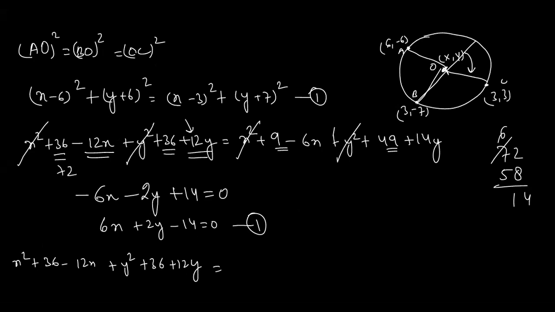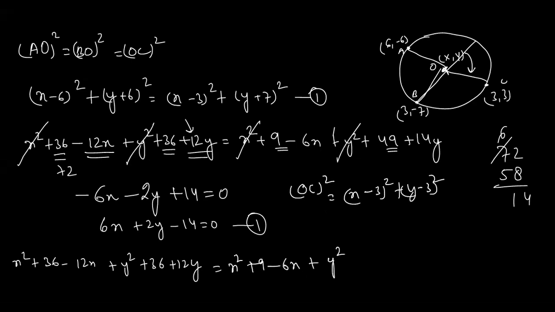So it will be equivalent to OC. So the coordinate of OC will be x minus... I'm writing here OC square, calculating the value of OC square so that I can put it here directly. So the value of OC square will be actually (x minus 3) whole square plus (y minus 3) whole square. So that would be equivalent to x square plus 9 minus 6x plus y square plus 9 minus 6y.